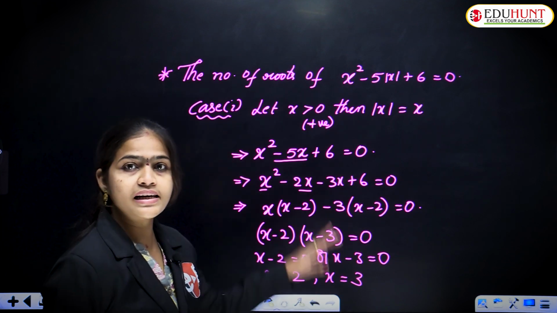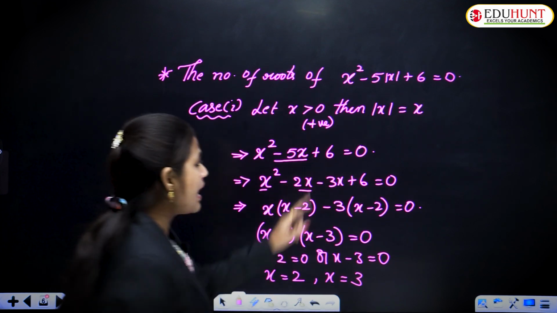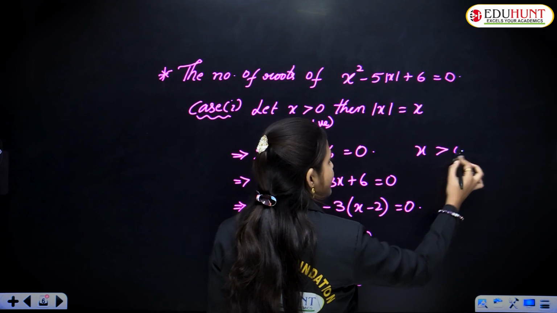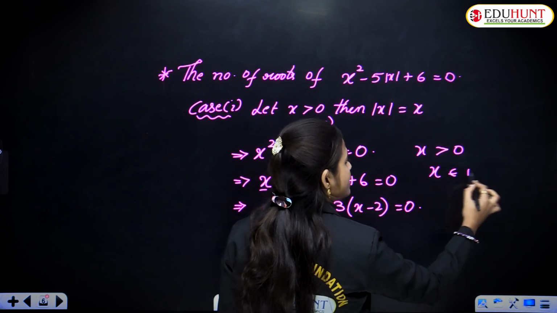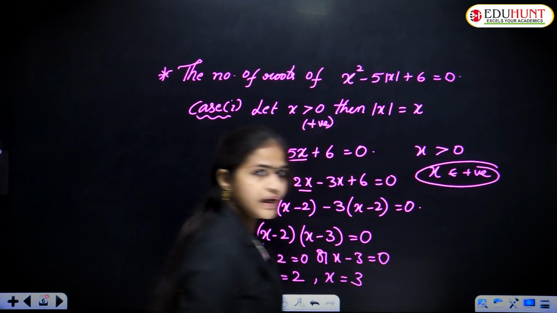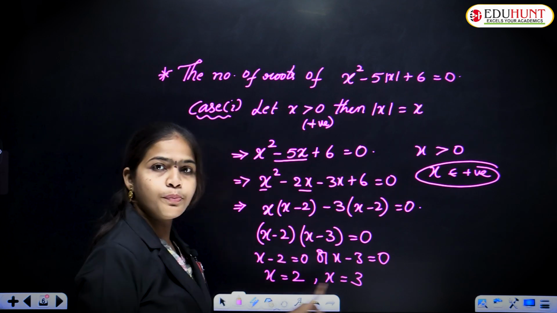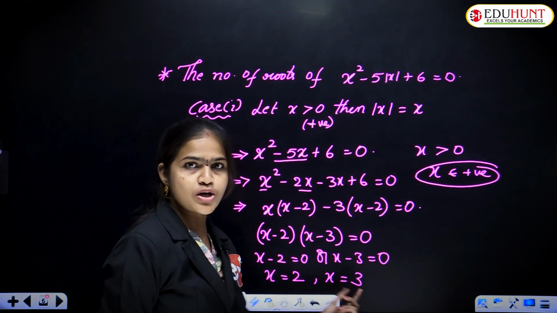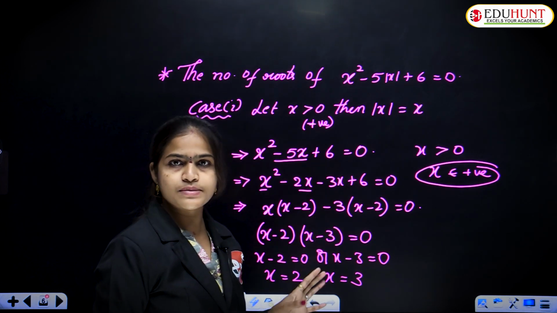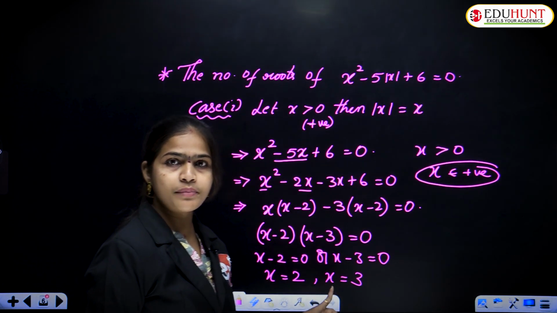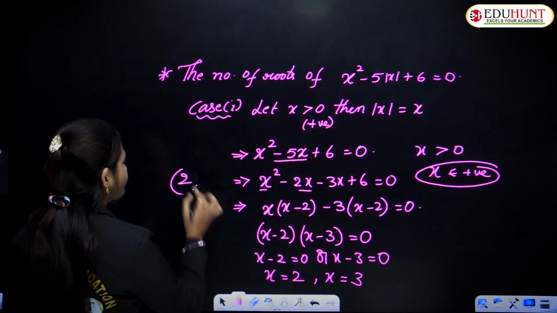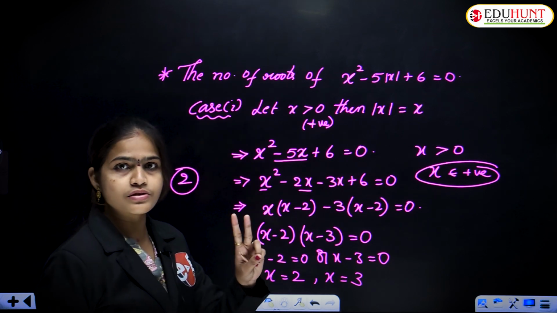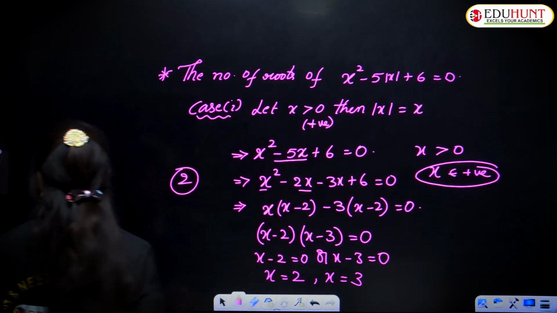Understand? So children, here what condition did we take? X is greater than 0, so x should be positive. X is equal to 2, x is equal to 3, those two are also positive values only, no? So satisfied. So how many roots did we get here? 2 roots. Next condition, case 2.